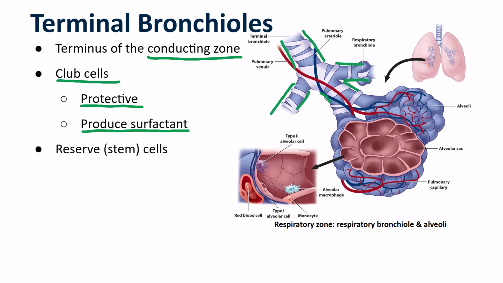And surfactant helps to reduce surface tension, and this is going to play a large role in the alveoli distally, because that surfactant moves so as to help maintain their structure and prevent them from collapsing on themselves. Also present within terminal bronchioles are reserve cells. These are stem cells, various epithelial, that can lay down additional tissues if there is an injury.